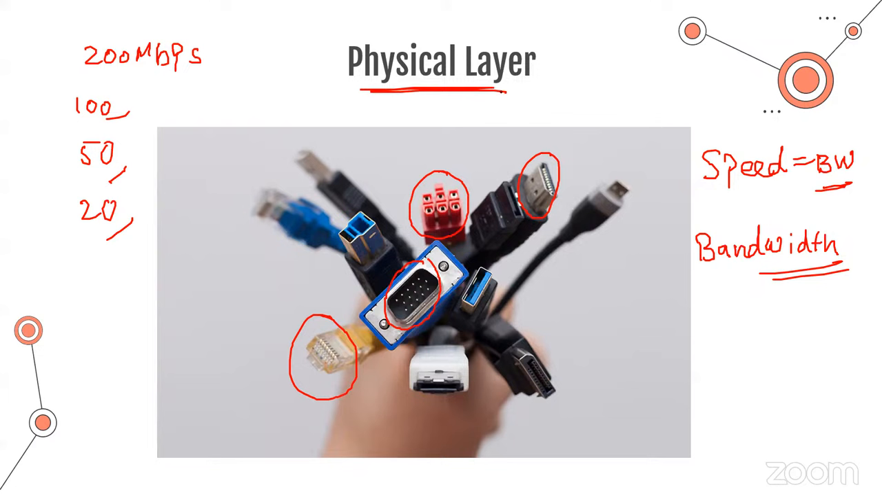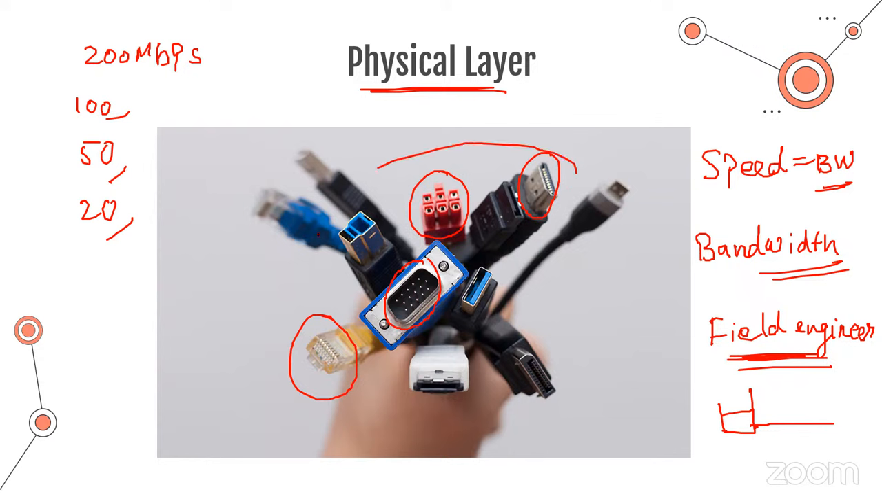Basically, your field engineers work with cables or any hardware-related issues. If you have internet in your home, for example, you called up Airtel service and said you wanted internet, and they will send an engineer. What that engineer does is install a Wi-Fi modem, and then connect a cable. That cable might be an Ethernet cable or fiber optic cable or any kind of cable. He's a field engineer and he works with these cables.